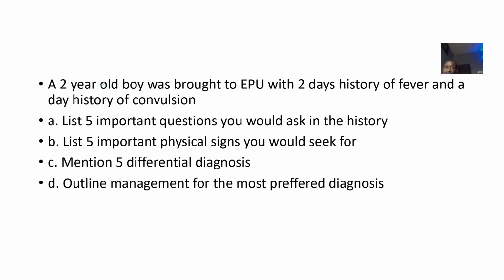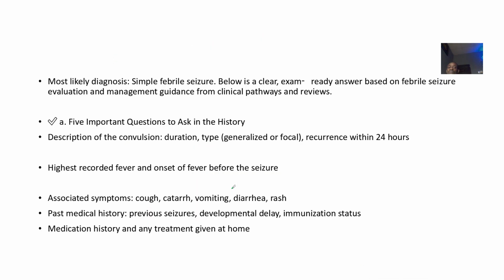You can be asking the child some questions if the child is actually brilliant and grown up, and also the parents. So 5 important questions you would ask. You should also talk about the 5 physical signs you try to pick up from the patient. You should mention 5 differential diagnoses. Then you should outline management for any preferred diagnosis. So the most likely diagnosis is simple febrile seizures.